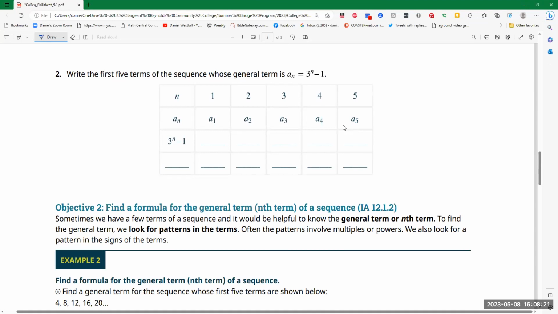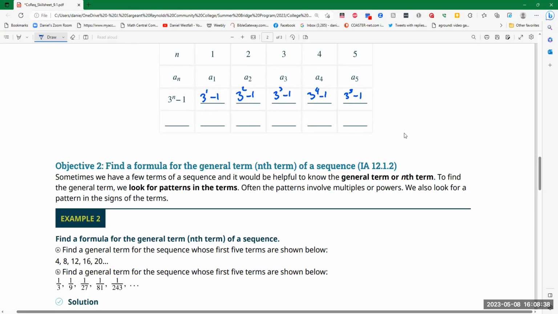So we're just going to have to figure this one out. This is going to be related to powers of 3. 3 to the first minus 1, 3 to the second minus 1, 3 to the third minus 1, 3 to the fourth minus 1, 3 to the fifth minus 1. And this is going to be 3 minus 1 is 2. 9 minus 1 is 8. 27 minus 1 is 26. 81 minus 1 is 80. 243 minus 1 is 242.